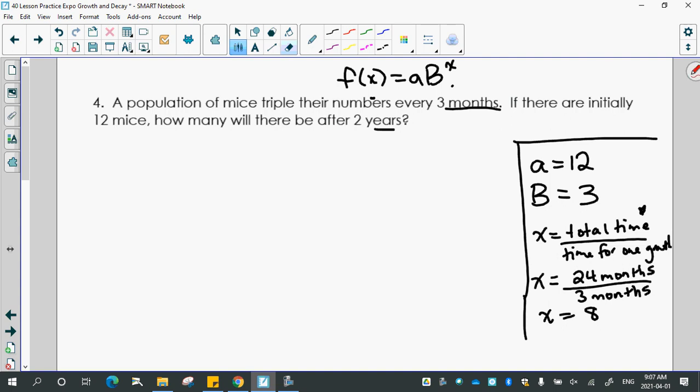All right, so I'm going to start off with my general formula, and then I'm going to substitute in everything that we put on our given list. So x turns out to be 8, so I'm finding f at 8. So after 8 growth periods, which is 2 years, there's going to be 12 times 3 to the power of 8 mice. So let's see how many there are. 78,732 mice.